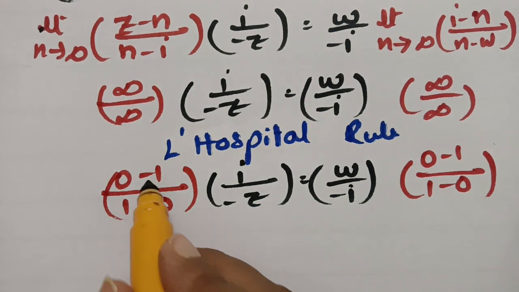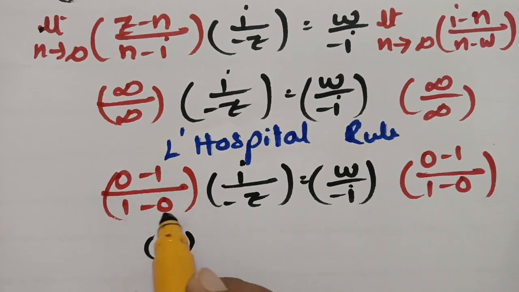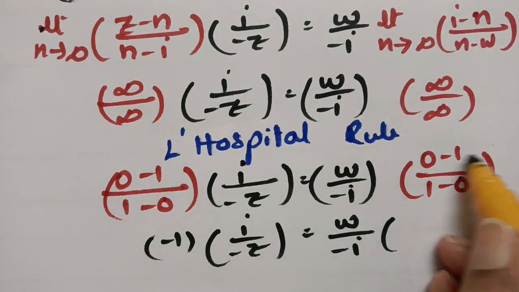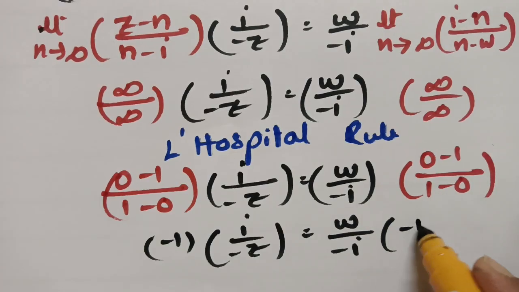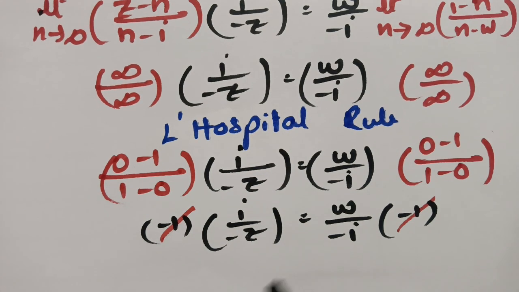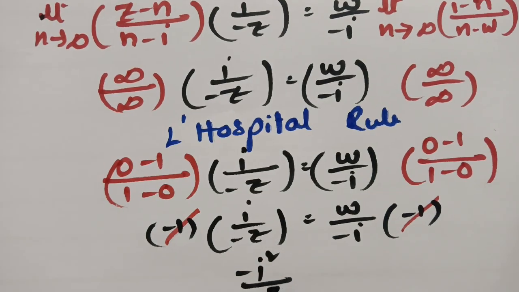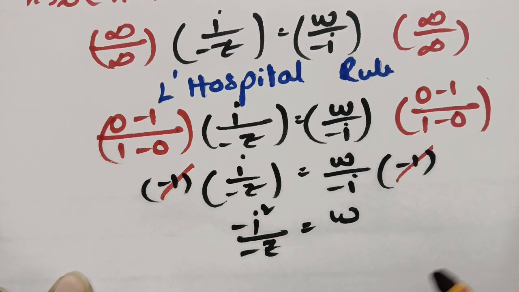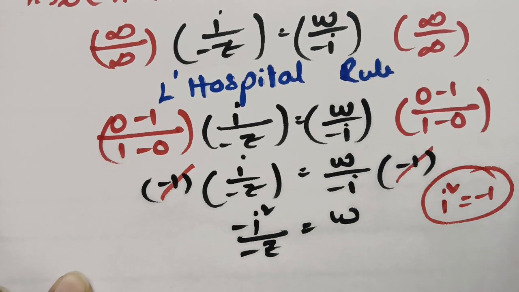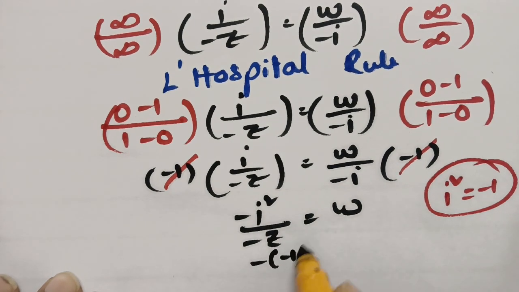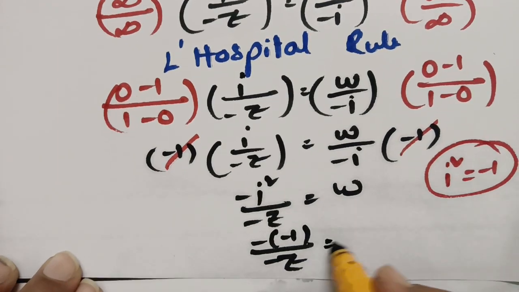So this value is minus 1 by 1. This is I by minus z, and this is w by minus I. So this value is 0 minus 1, so this value is minus 1. So I can simply cancel this minus 1 as well as minus 1. And if I send this to the other side, this will be minus I square by minus z is equal to w. As you know, I square value is minus 1. So if I substitute I square as minus 1, this will be minus of minus, this value is minus z, is equal to w.